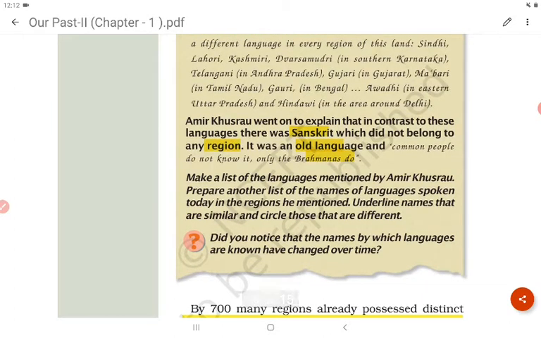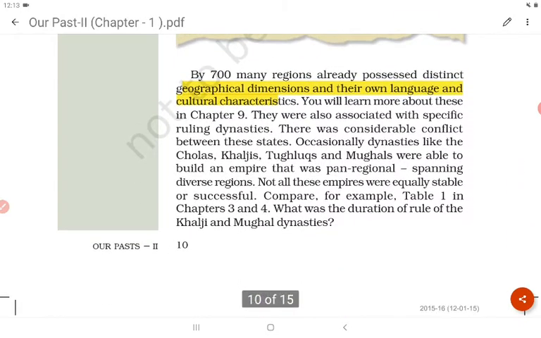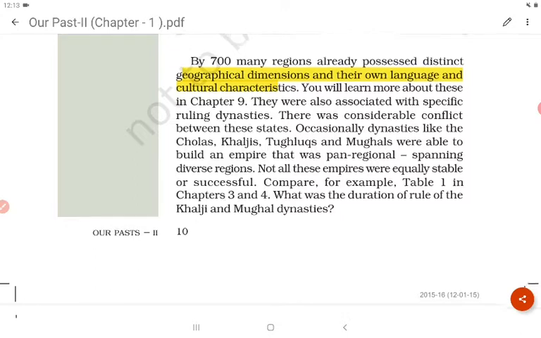Amir Khusrau went on to explain that, in contrast to these languages, there was Sanskrit, which did not belong to any region. It was an old language, and common people did not know it, only the Brahmanas did. By 700, many regions already possessed distinct geographical dimensions and their own language and cultural characteristics.